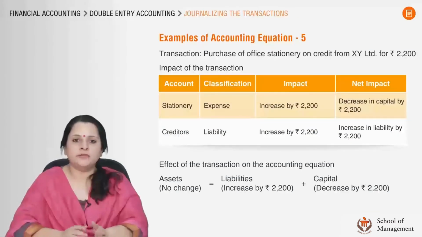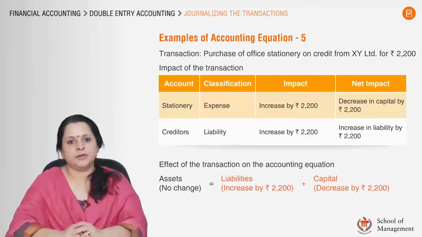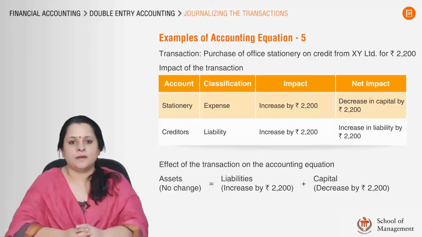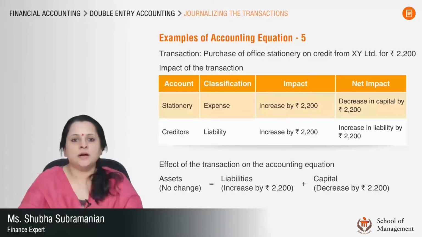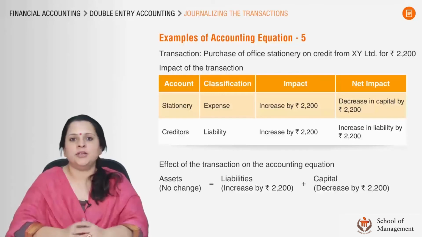Therefore, on the right side of the accounting equation, the increase in liability for Rs 2200 will be offset by decrease in capital for the same amount. Hence, there is no impact on the right hand side of the accounting equation. This transaction does not affect the asset accounts and hence there would be no impact on the left hand side of the accounting equation. So what is important to note is that accounting equation should always balance for any transaction or event. If you find that the accounting equation does not balance for any transaction, kindly recheck your assumptions.